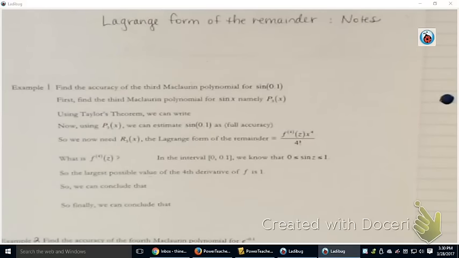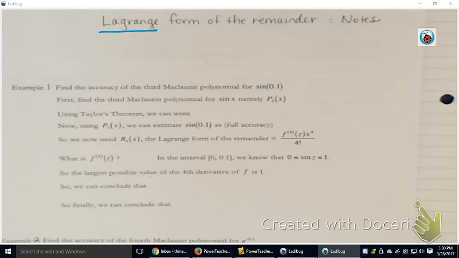We talked about one form of error whenever you find the sum of a polynomial. It was called the alternating series error, and we'll go back and do some more problems with that later. But we got to talk about another form of the remainder. This one is called the Lagrange form of the remainder.